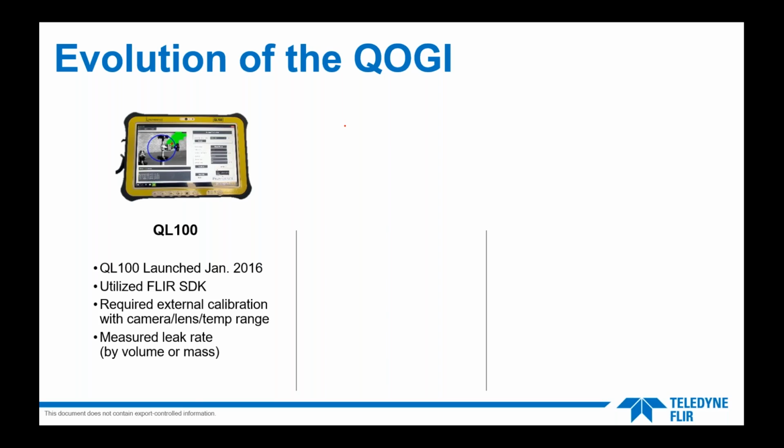But what was needed at the time is that for each camera to be used with the tablet, the camera needs to be calibrated to the QL100 itself. So fundamentally, you would potentially need to send the camera back to a FLIR service center and have that mapped to the QL100, which wasn't ideal, but certainly it was a tool that really started the process off, and you got measurement for leak rate in mass and volume, and just mass and volume at the time.